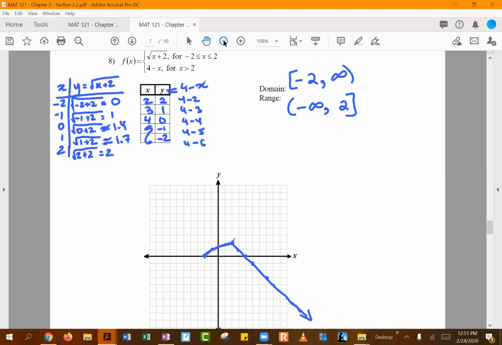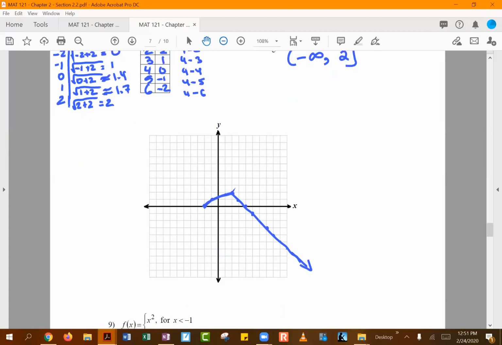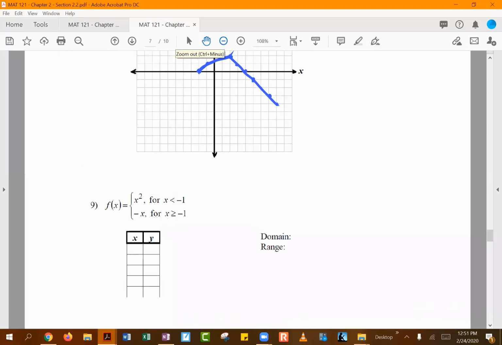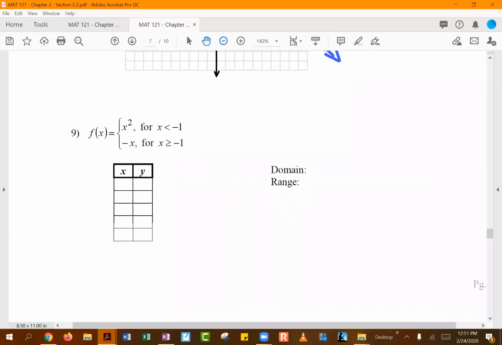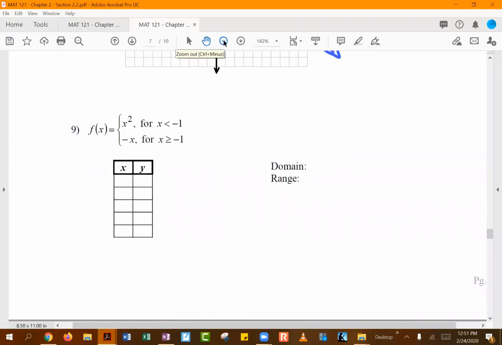Very good. Any other questions on this guy? All right, so we've got something like that. Again, a 2-piece function in number 9. So you're on your own. You've got 4 minutes. Try it.